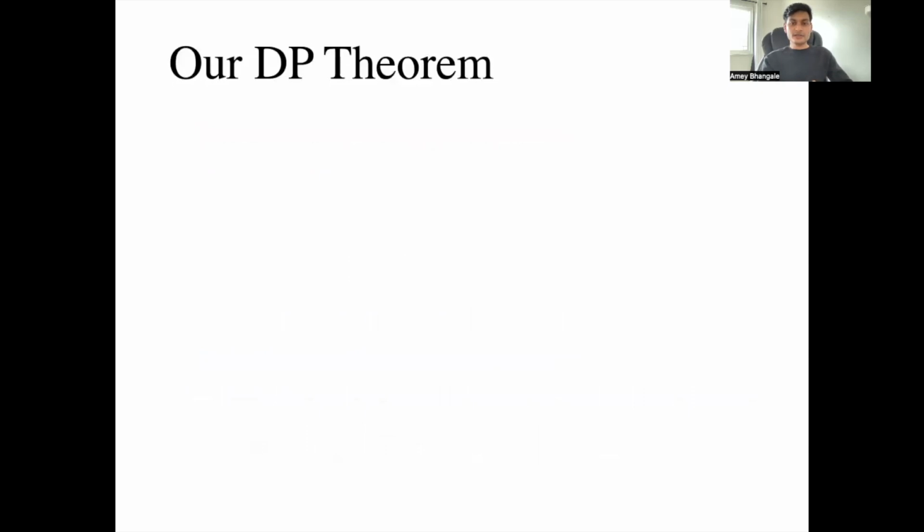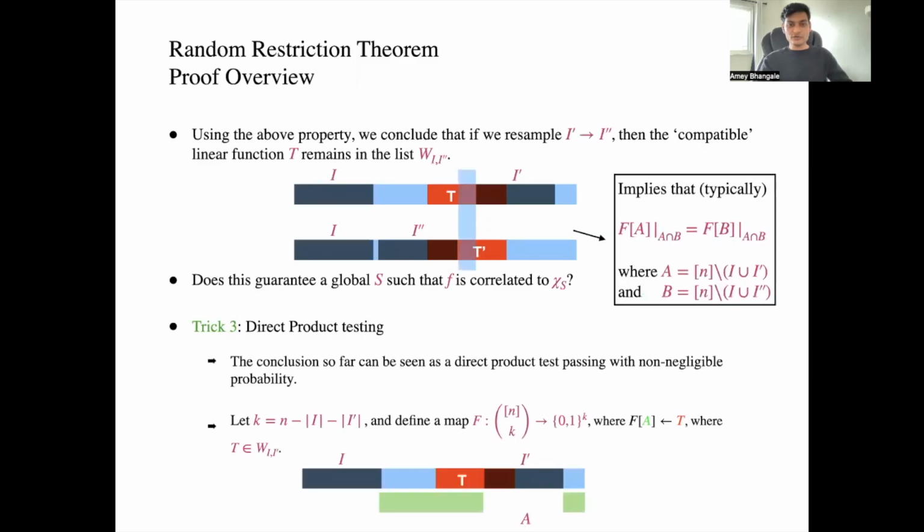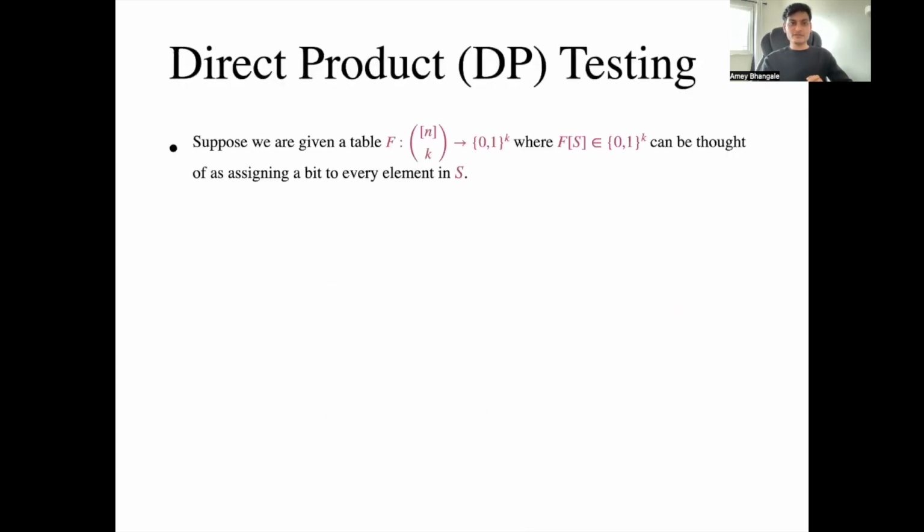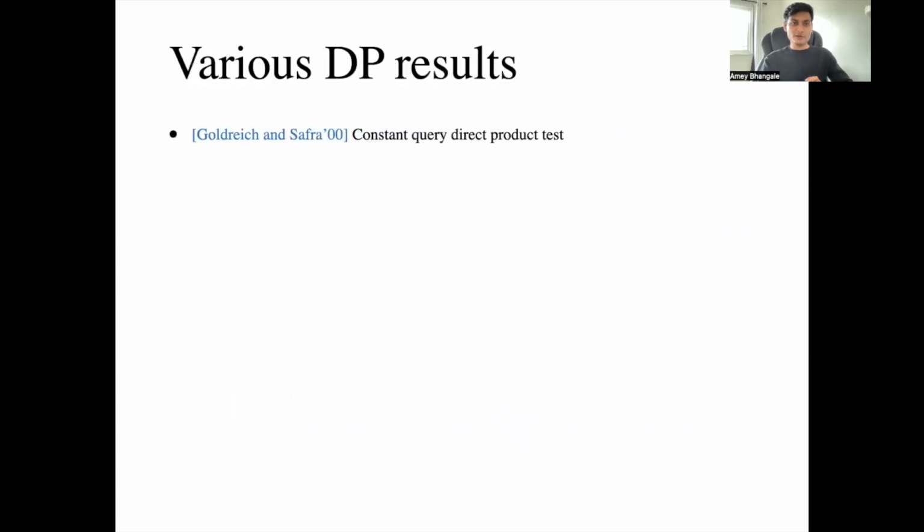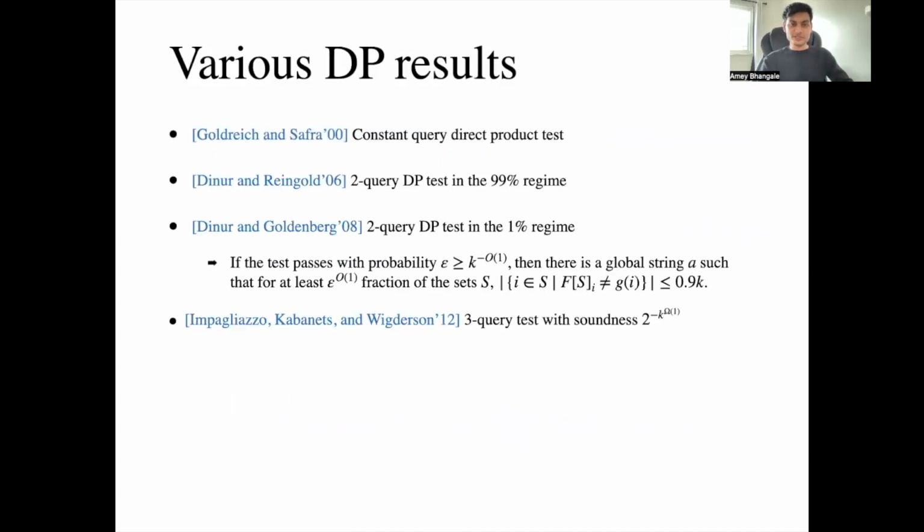Okay, and to finish our previous proof, we wanted to understand the following. From the conclusion of the previous proof, we constructed a map that passes the direct product test with non-negligible probability. From this, we wanted to conclude that there is a global linear function chi S such that F is correlated to chi S. And this is where we apply our direct product testing result, as the previous results were not enough.